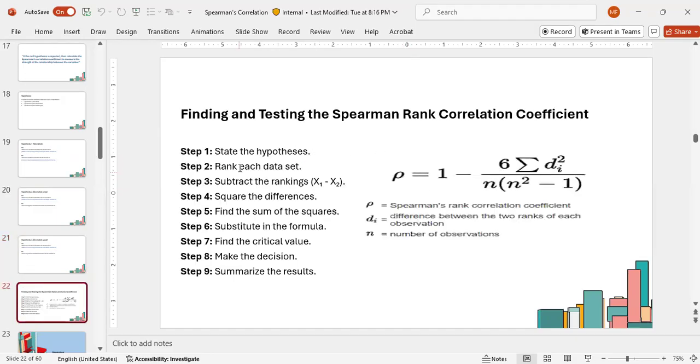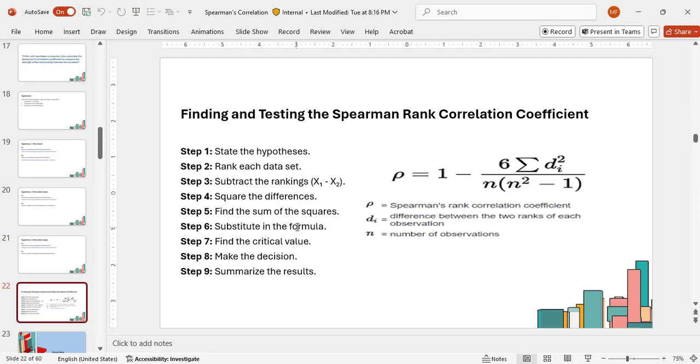This is a detail of the steps whenever we find and test the Spearman ranked correlation coefficient. The first step is to state the hypothesis. Whatever hypothesis you are going to assume or test, you state that hypothesis. Then you rank each data set. Then you subtract the rankings, x1 minus x2. The next step is to square the differences. This is the difference, you square this difference. And then you find the sum of these squares.